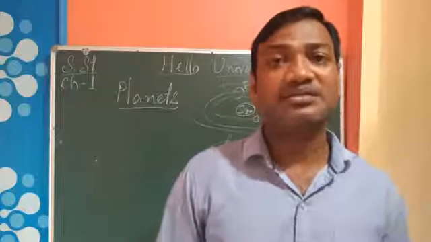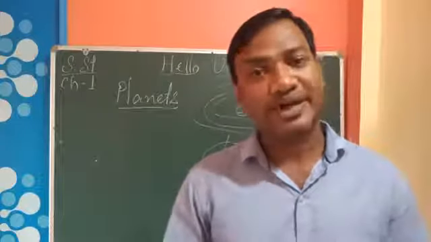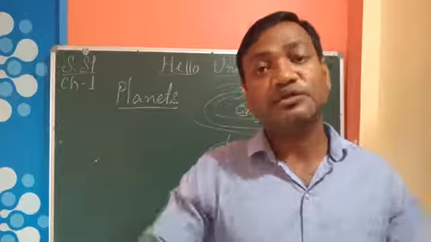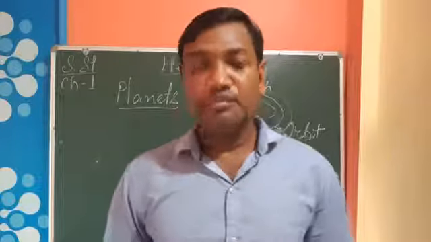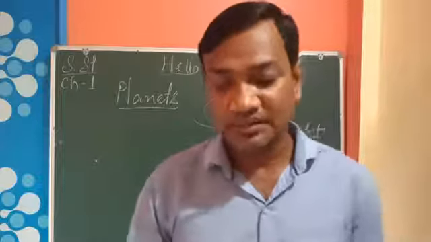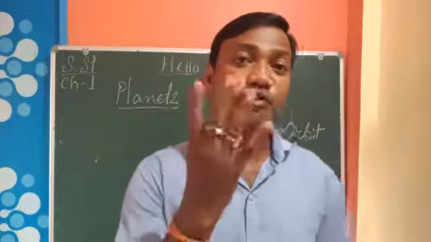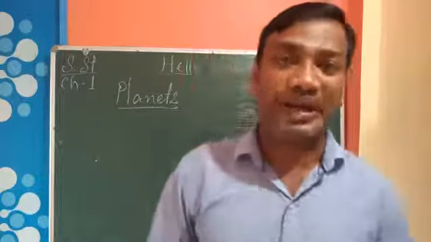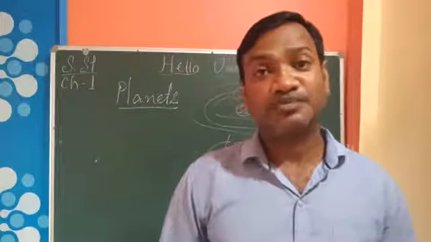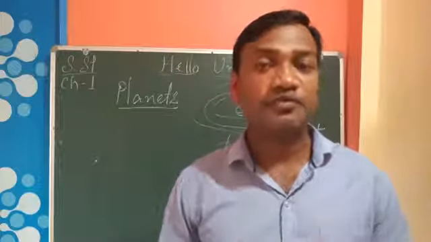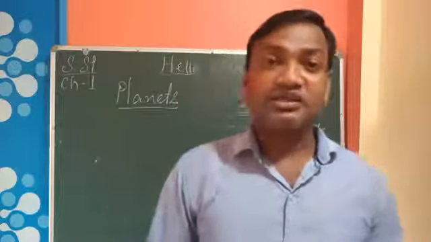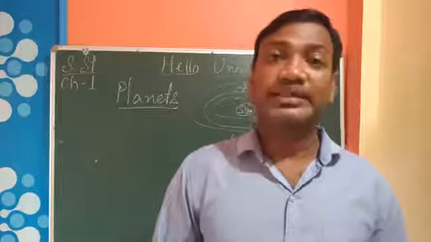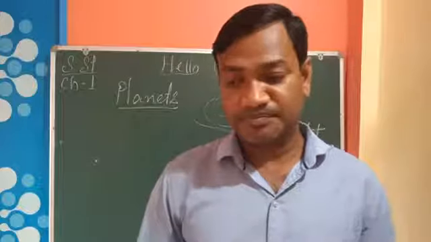If we see the composition, some planets are called rocky planets. Which are these planets? There are 4 planets: Mercury, Venus, Earth and Mars. These 4 planets are called rocky planets because they are made up of rocks, and metal things are also there. So that is why they are called rocky planets.